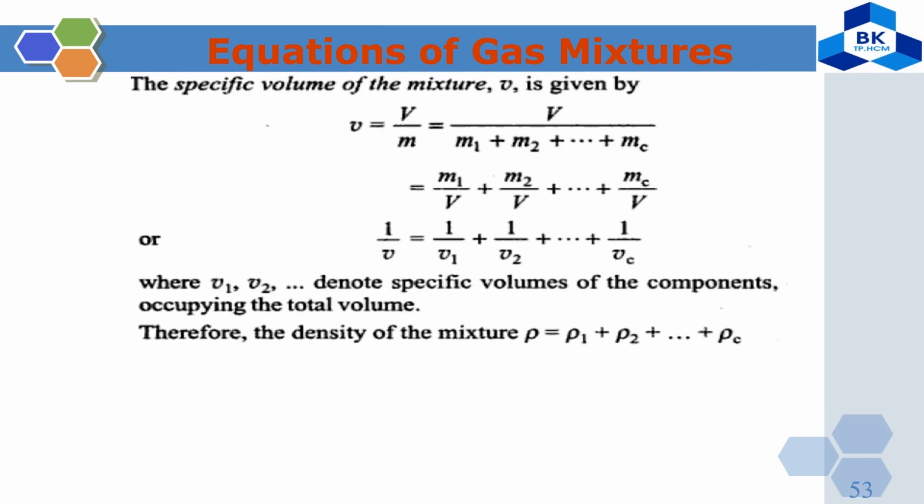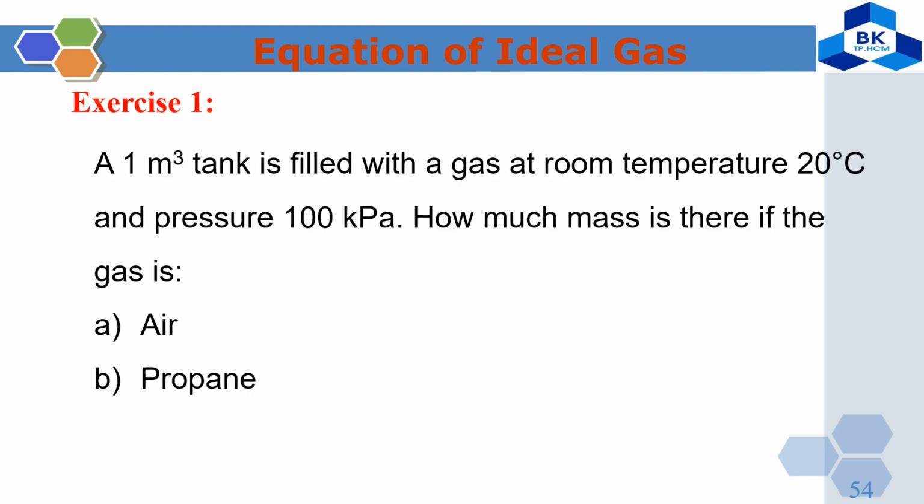We can also prove that the density of the gas mixture is equal to the partial densities of each gas. And the same for the specific volume: we have 1 over v, where v is the specific volume of the mixture, equal to 1 over v in this equation.